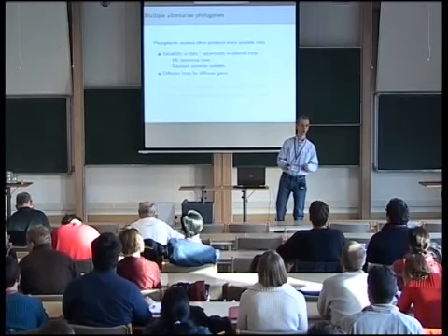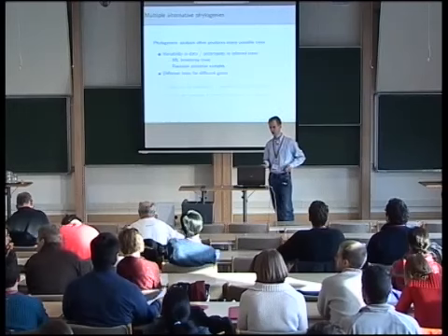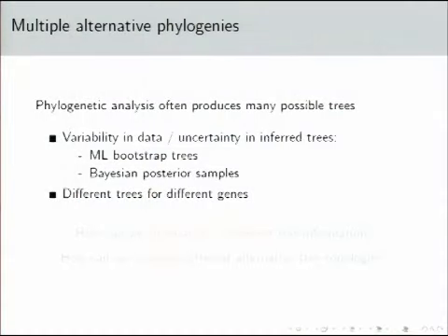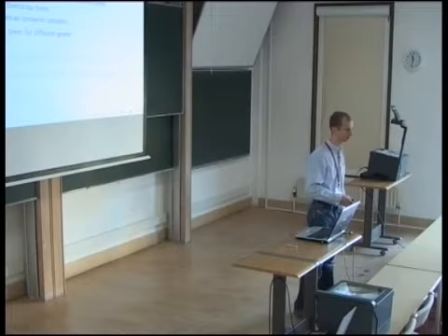So a lot of the time when you perform a phylogenetic analysis, you get lots of different trees out. What I'm going to be talking about is a situation where instead of having a single tree, we have lots of trees on the same set of species. And this can be for various different reasons. It can be because we're interested in variability in the data. So we might have a collection of trees that comes, for example, from bootstrapping, if we're doing maximum likelihood estimation. Or we might have a collection of trees that represent some sample from a posterior distribution.